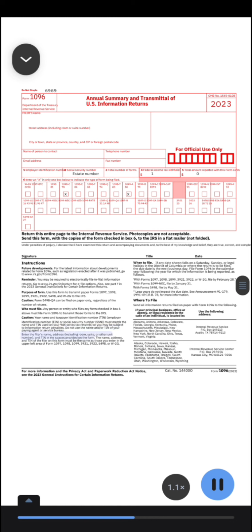Do not use the name and/or TIN of your paying agent or service bureau. Enter the filer's name, address including room, suite, or other unit number, and TIN in the spaces provided on the form. The name, address, and TIN of the filer on this form must be the same as those you enter in the upper left area of Form 1097, 1098, 1099, 3921, 3922, 5498, or W2G.